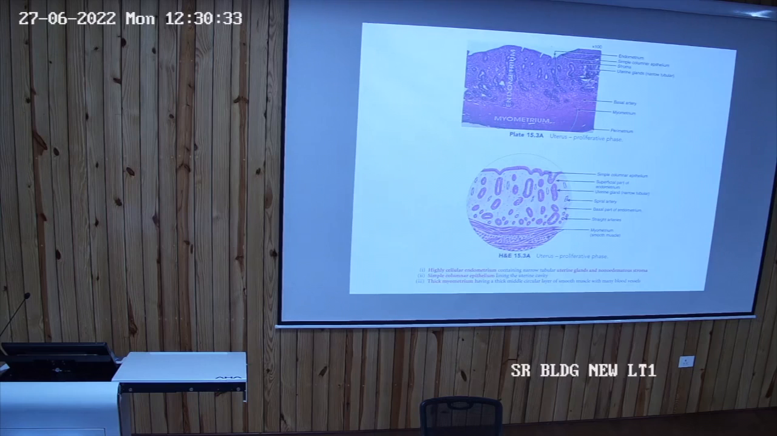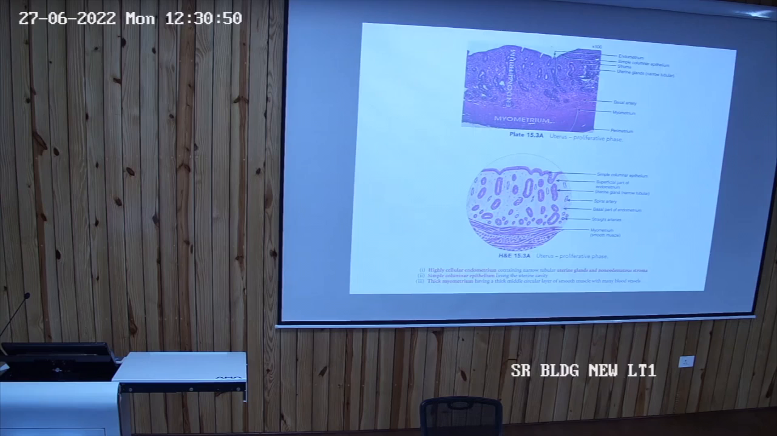The point is that the stratum functionalis, that is the upper two-thirds of the endometrium, undergoes the menstrual changes and is shed off during the menstrual cycle.